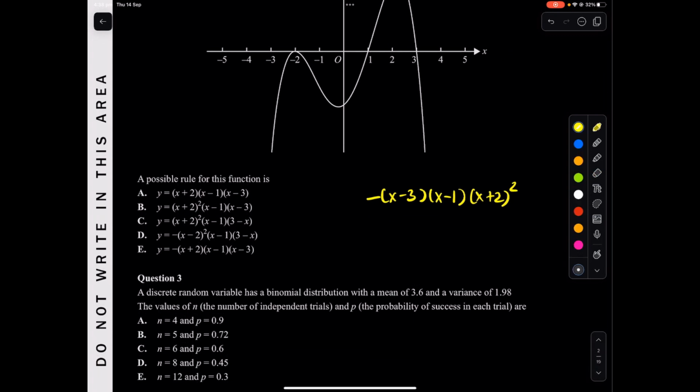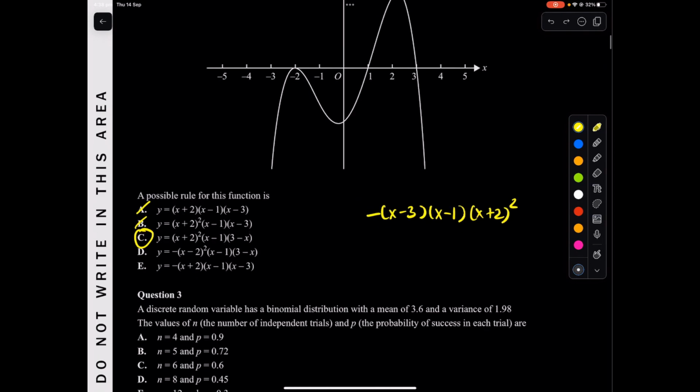Let's look at the answers. This one's not right. This one has x plus 2 squared, x minus 1, x plus 3. Nope, it doesn't have a negative. C, x plus 2 squared, x minus 1, and negative. C looks right. It has a negative dilation. The other ones are all wrong.